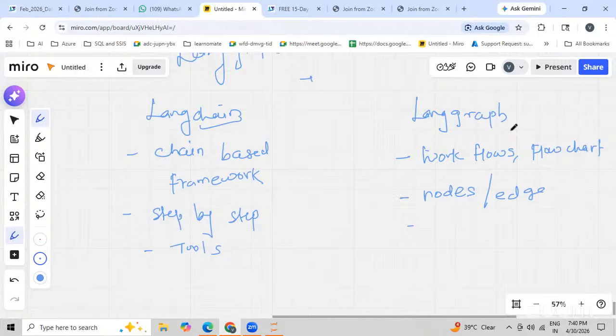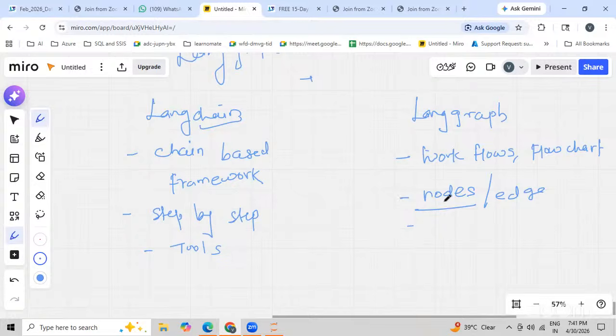If you remember, in 11th, 12th or in graduation, we have seen what a flow chart is. A flow chart is also step by step only, but here we are not using any tools. We are using nodes in LangGraph. We will see this in detail. But why do we require LangGraph basically, if we have LangChain?